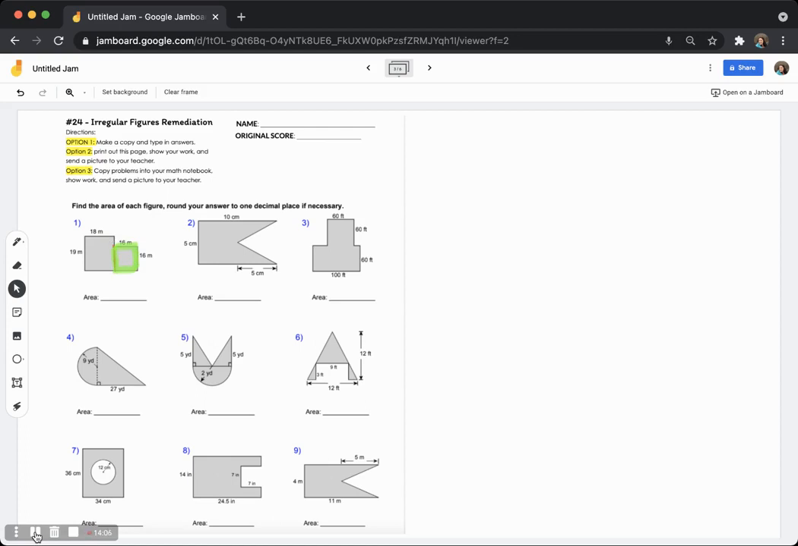And that gives us an area of 256. And then I also have this rectangle here that is 18 by 19. That's going to give us 342. So to get the total area, I'm going to add those up. That's going to give us 598.